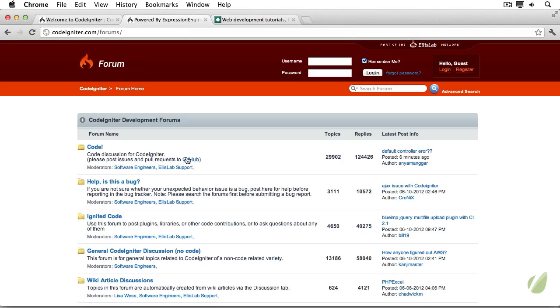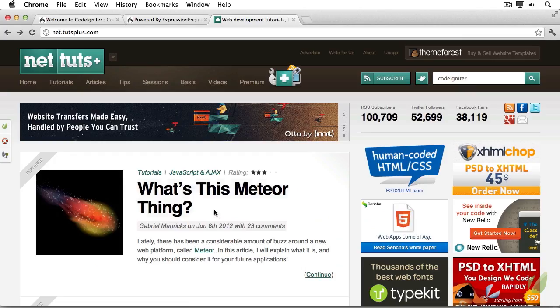There's also the CodeIgniter forums. This is a great resource to take advantage of. Just make sure that you read the rules and you do some research and some searches before you ask for help. Nobody's going to want to answer the same question over and over again unless you've done a little bit of homework.